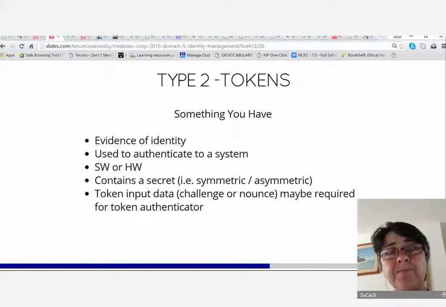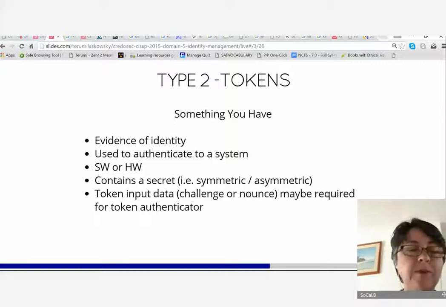It contains a secret usually. So you have a secret, they have a secret, and you're supposed to somehow end up with the same secret. Okay. And token input data. Sometimes you have to input the data from the token into the system. Maybe required for a token authenticator. So yes, I do have to log into my iPhone before I can get into the token authenticator.